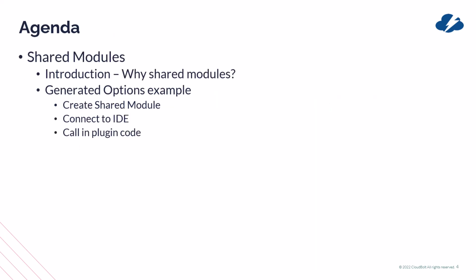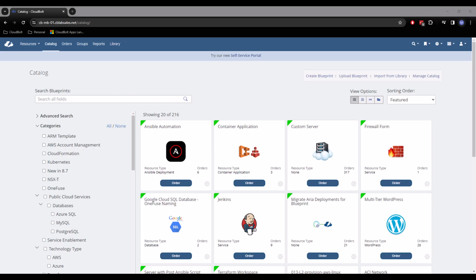So this is what we're going to be covering in this video, our shared modules agenda. We're going to start with an introduction and talk about why shared modules. Then we'll cover a basic example leveraging a generated options plugin, just as one use case that I'm going to be using moving forward. We're going to create that shared module. We're going to show you how to connect this to your IDE if you're leveraging one, which is a little different than what we've done with past CloudBolt plugins. Then we'll work through the process to get this called from a build plugin, taking that generated options plugin and using it to generate options for a CloudBolt blueprint. Okay, let's dive into CloudBolt shared modules.